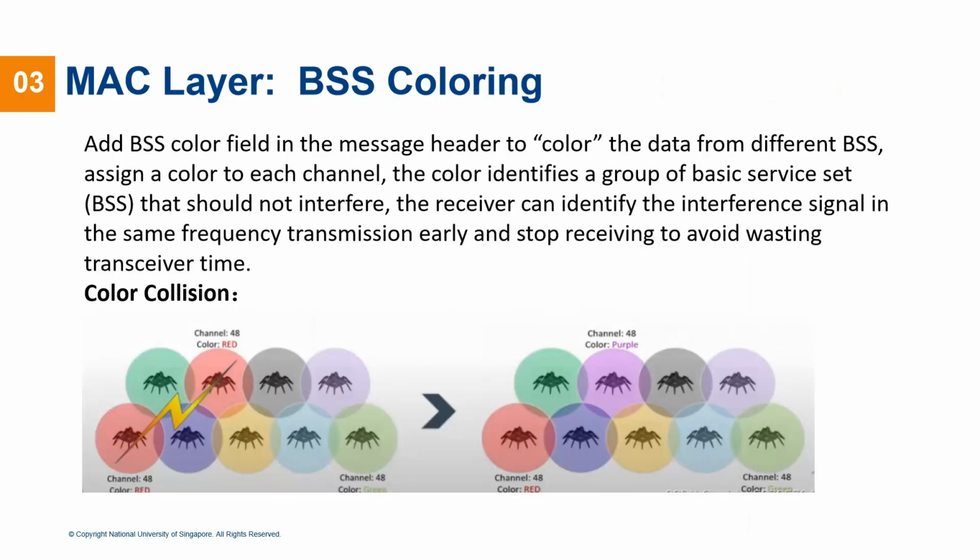Next is BSS coloring. Wi-Fi 6 adds a color to each basic service set to help devices distinguish between their own BSS and overlapping BSS. Each BSS has a unique identifier embedded in the MAC frame header. When a device receives a frame, it compares the colors and evaluates the received signal strength. If the signal is below a certain threshold and comes from a different color, the device may ignore the transmission instead of deferring access. This mechanism allows multiple overlapping BSS to reuse the same channel more efficiently, especially in high-density deployments such as office buildings.